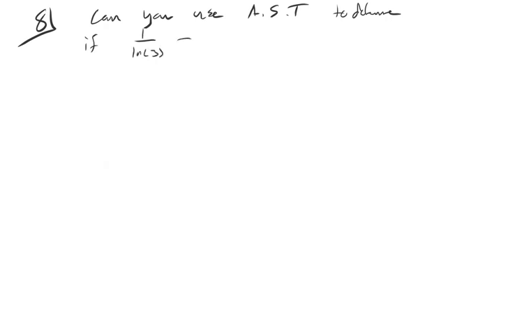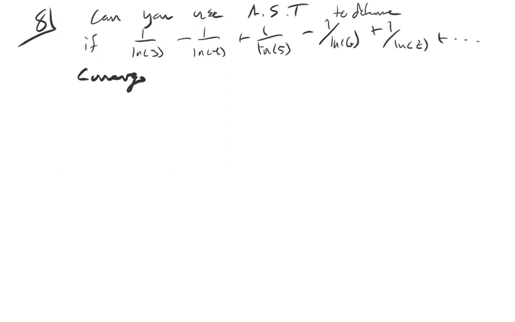Okay, and then finally, number 8. Can we use alternating series test to determine if 1 over log of 3 minus 1 over log of 4 plus 1 over log of 5 minus 1 over log of 6 plus 1 over log of 7, dot, dot, dot, converges?